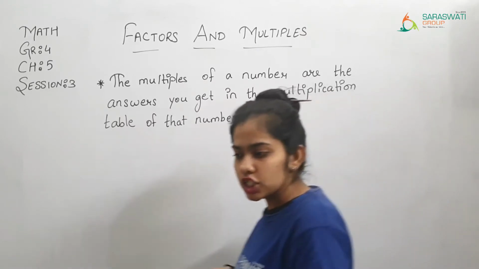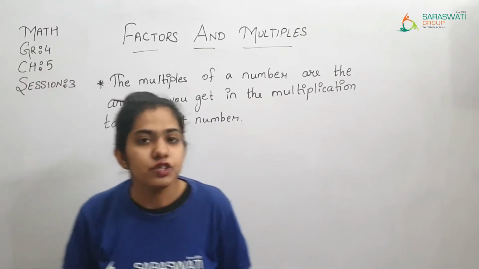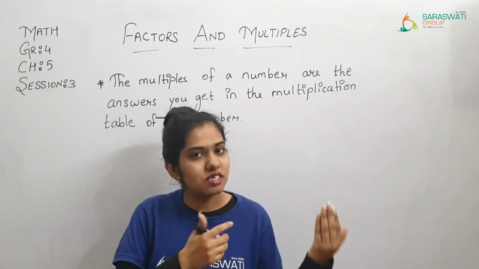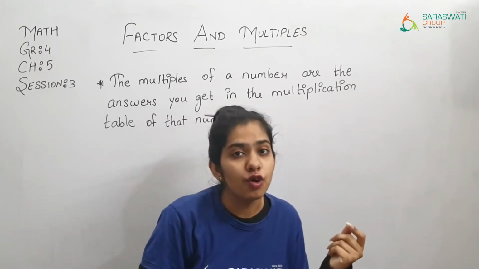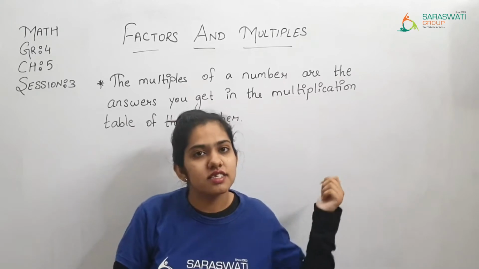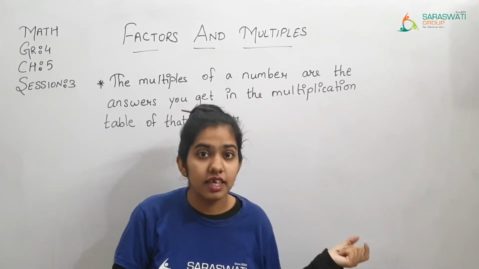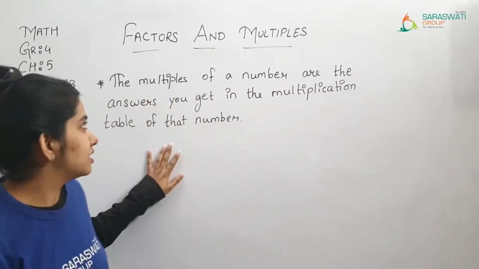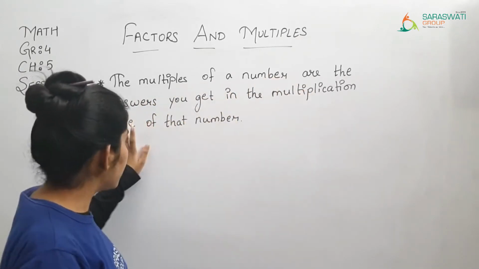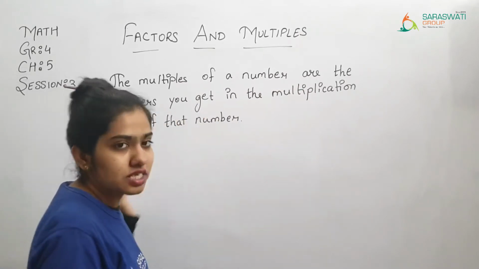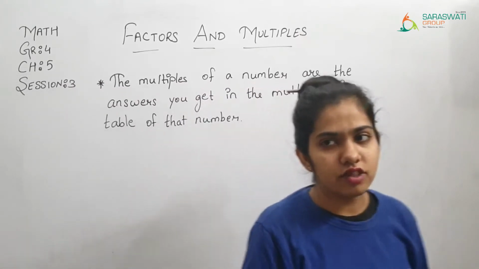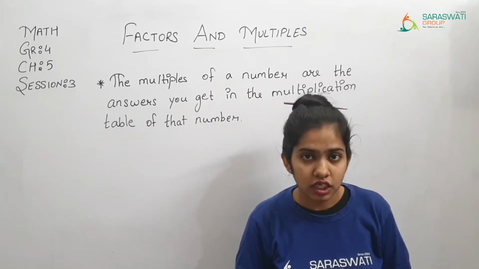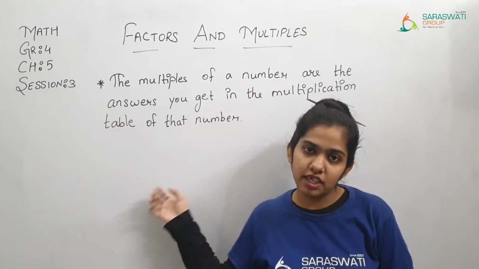For example, if you want to find the multiples of 2, you write the table of 2, right? Then the answers you get, like 2 twos are 4, so 4 is a multiple. All the answers you get in those tables are known as multiples. So the multiples of a number are the answers you get in the multiplication table of that number. If they ask you for the multiples of 8, you are supposed to write the table of 8, and all the answers in it are multiples of 8.